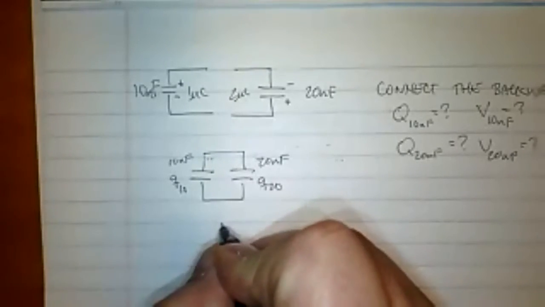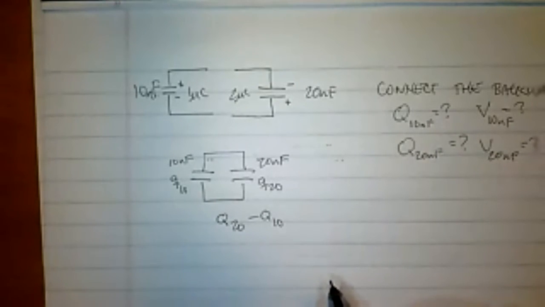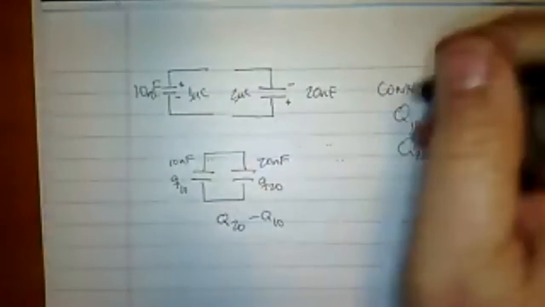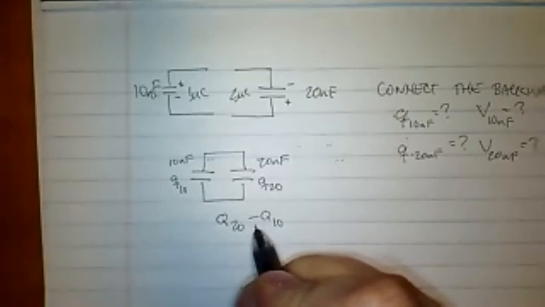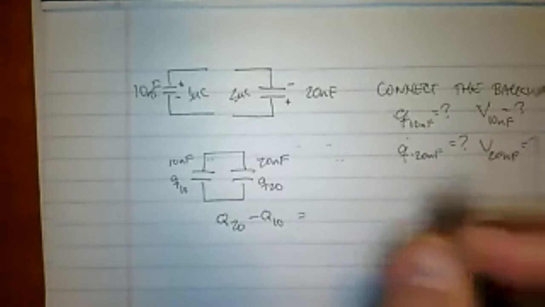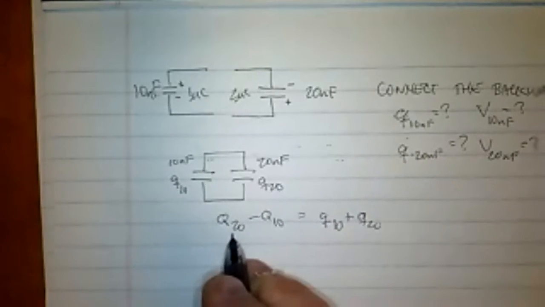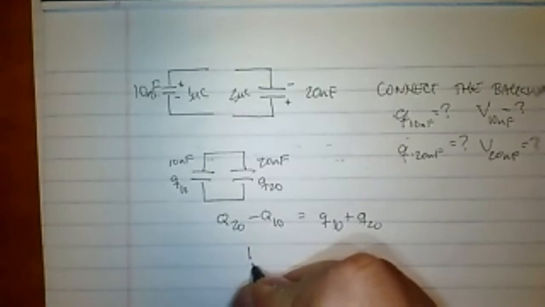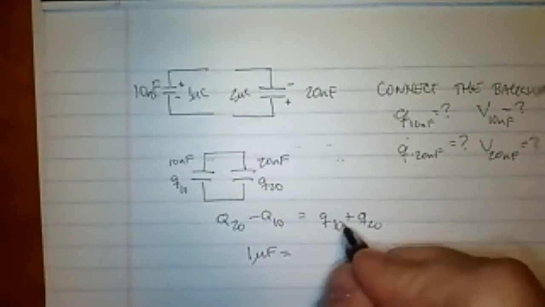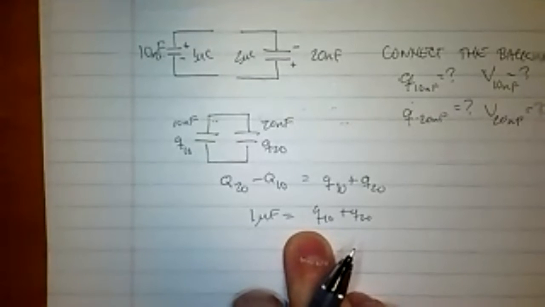So what I would say is Q20 minus Q10, which is what we had up here, and this I've called now should be the Q10, and this should be the little Q20. So those two should basically subtract to give you the sum of the two. So Q10 plus Q20. So Q20 minus Q10, that's 2 microcoulombs minus 1 microcoulomb. So I get 1 microcoulomb is equal to Q10 plus Q20. That's all the charge I got to work with, right?